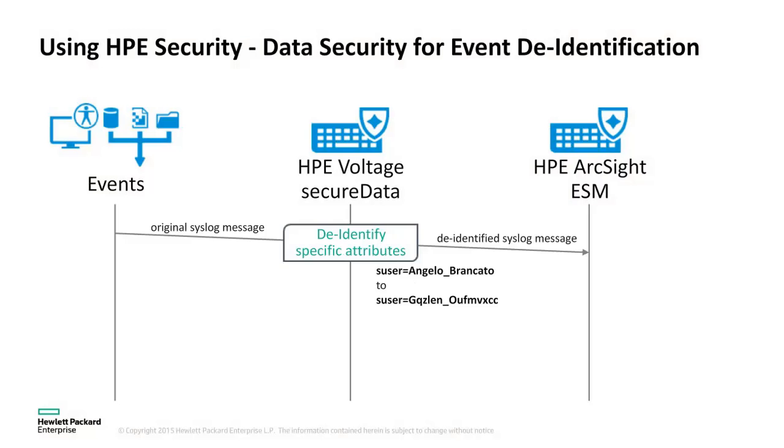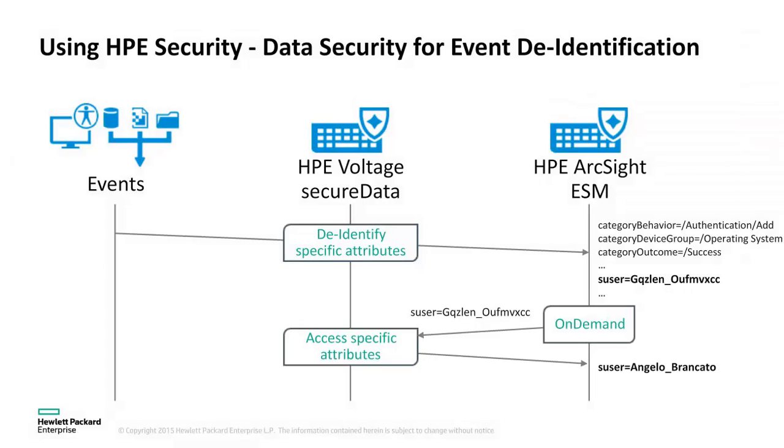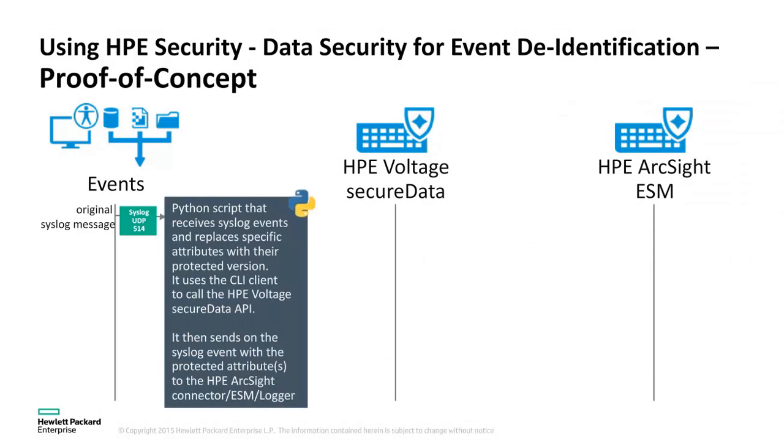The specific attribute in the syslog event message needs to be de-identified before the SIEM receives that event message, putting the HP Security Voltage Secure Data Service in between the event source and the SIEM solution. The HP ArcSight ESM database then stores and processes only the de-identified version of those events. At the same time, the mentioned authorized security analysts need to be able to identify or de-tokenize specific users in an on-demand fashion. The data de-identification needs to be implemented as early as possible and as close as possible to the system that generates the events.